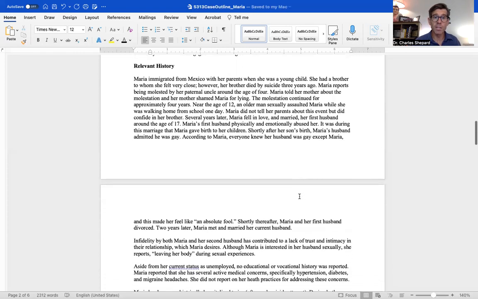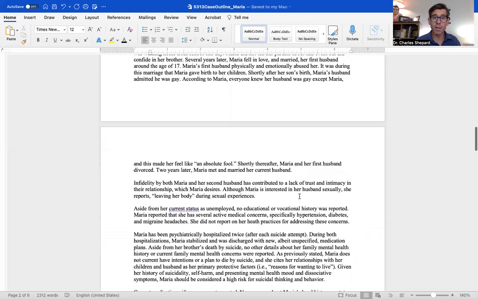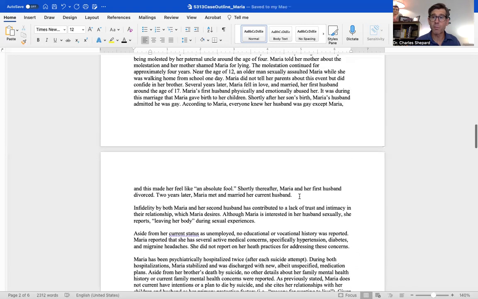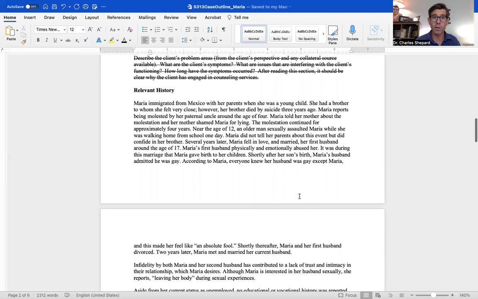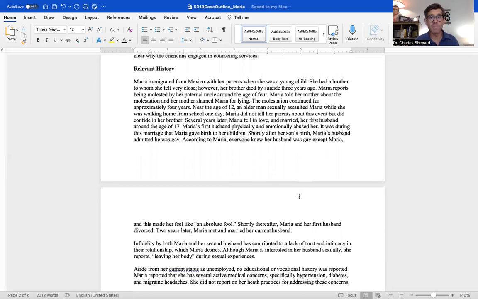Now moving into relevant history, it is possible for there to be extensive amounts of information reported in this section. So Maria immigrated from Mexico with her parents when she was a young child. She had a brother to whom she felt very close. However, her brother died by suicide 3 years ago.